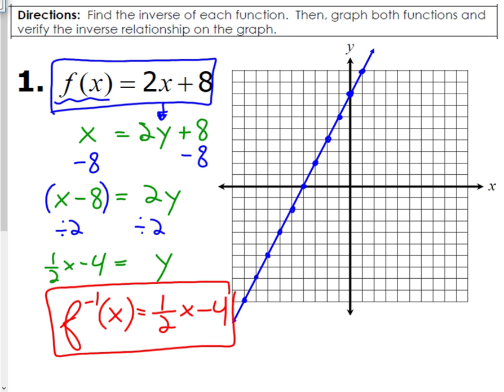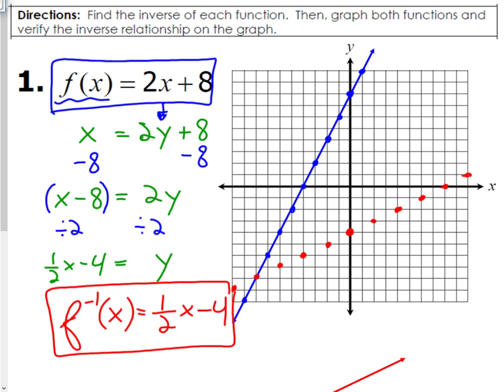Now let's graph the inverse. The inverse has a y-intercept of -4 and a slope of 1/2. In other words, up 1 and over 2, or you can go down 1 and to the left 2. Just like with the first line, let's go ahead and plot a few more points.